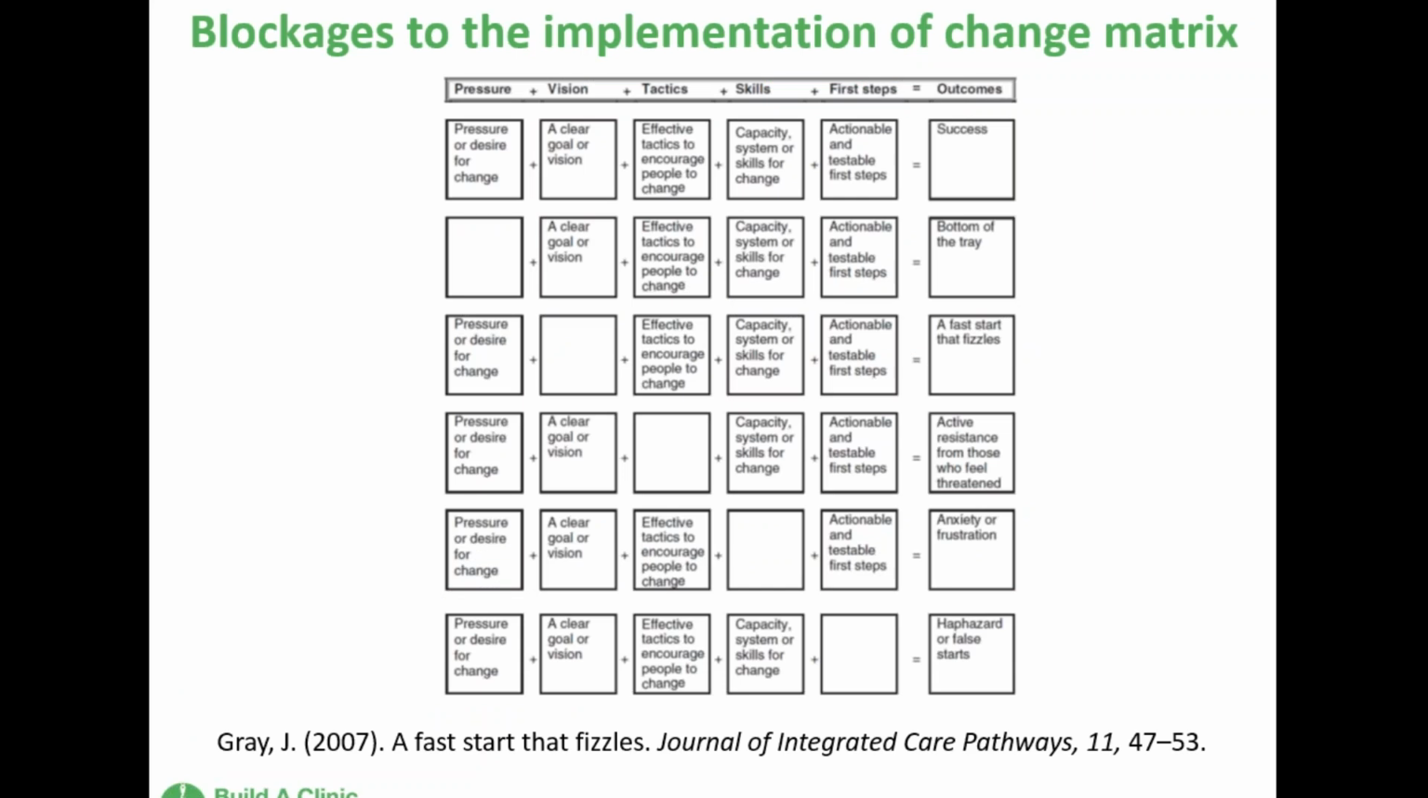And this is one of my favorite slides because I think it provides such a nice summary of blockages to implementation in the quality improvement process. So the key here is across the top are all these factors that are necessary but in and of themselves not sufficient to lead to improved outcomes. What that means is that you need to have at least a minimum combination of all 5 of these areas in order to achieve success.